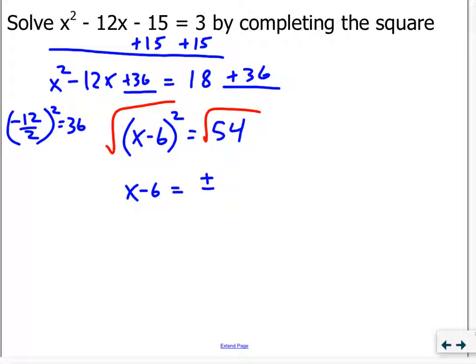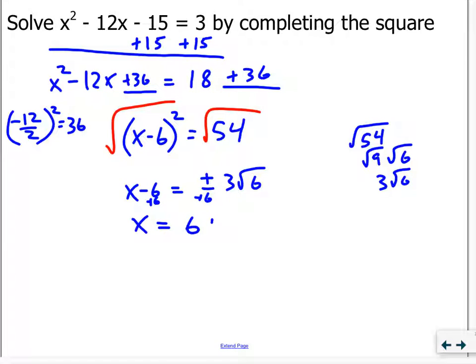Ooh, let's simplify radical 54. If you go with your calculator, I think radical 54 is the square root of 9 and the square root of 6. And that's going to give me 3 rad 6. We like to move it, move it. So take that negative 6 and add it to the other side. And get x equals 6 plus or minus 3 radical 6. Love that answer. Boy, the algebra you can do.